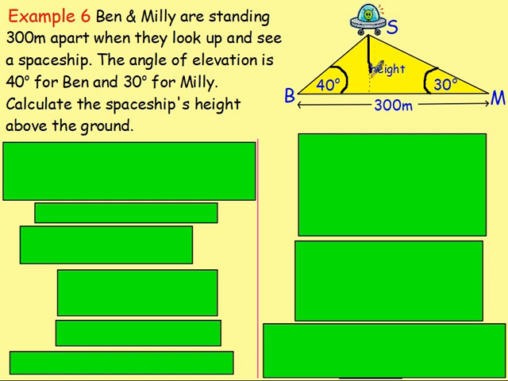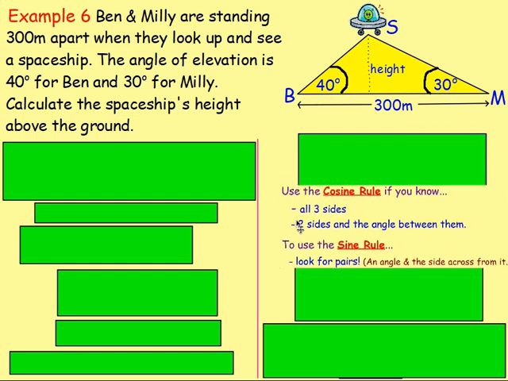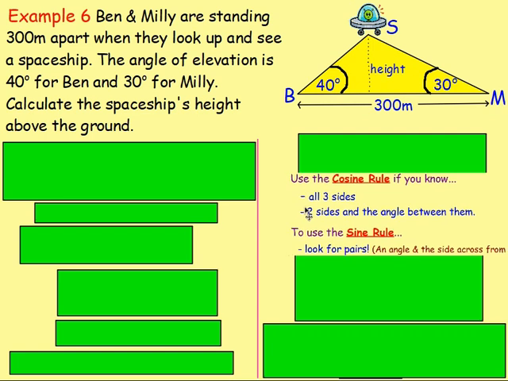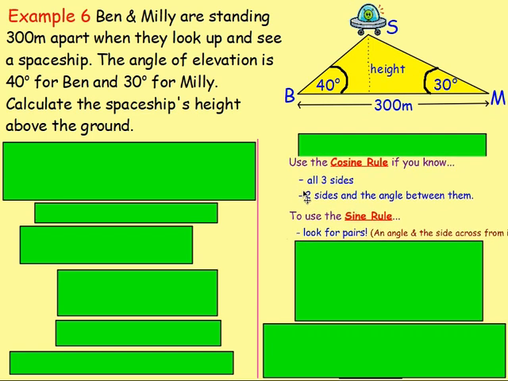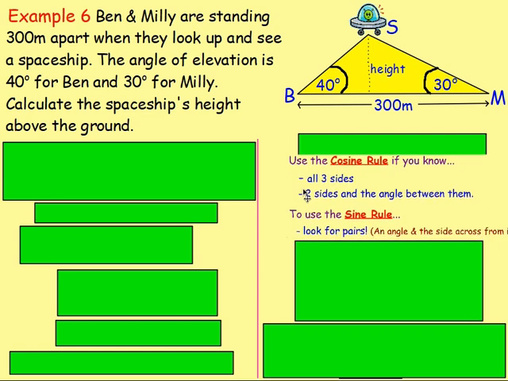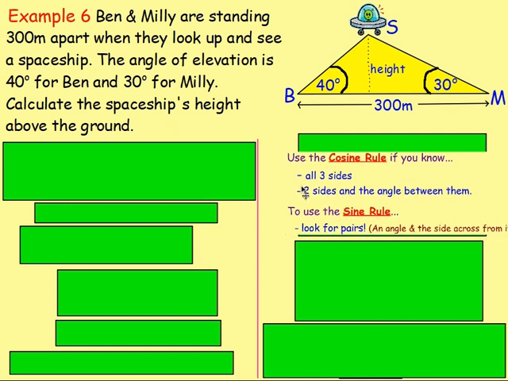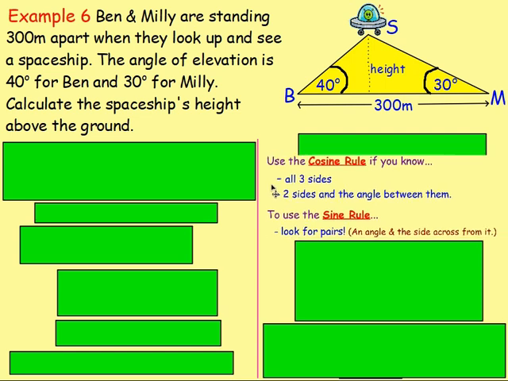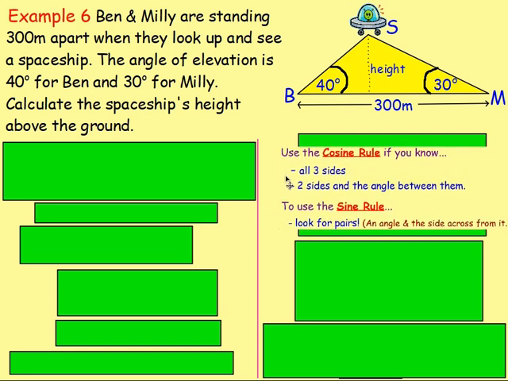So you're wanting the distance from here down to the ground. How do we go about doing that? Well, the first thing that you would do is you would think for the cosine rule, do you know all three sides? Nope. Do you know two sides and an angle between them? Nope. And then for the sine rule, look for pairs. Do you have any pairs at all? Nope, you don't.